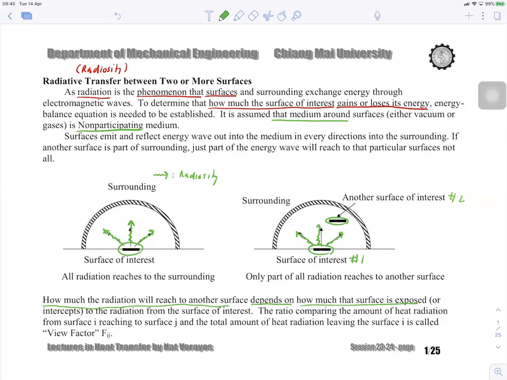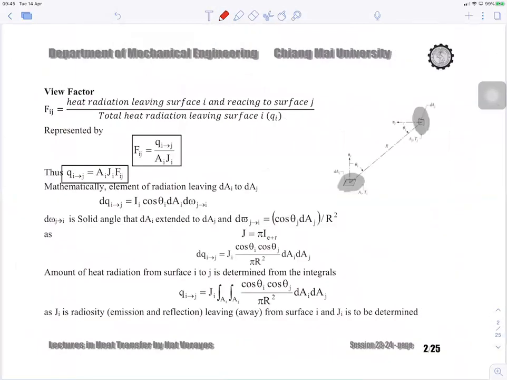We will define another terminology. We're going to define the quantity which describes the ratio comparing the amount of heat radiation from surface i reaching surface j in comparison with the total amount of heat radiation leaving the surface. We're going to give it a new terminology, which is Fij, and we call it the view factor. Okay, so we will go to the next slide.